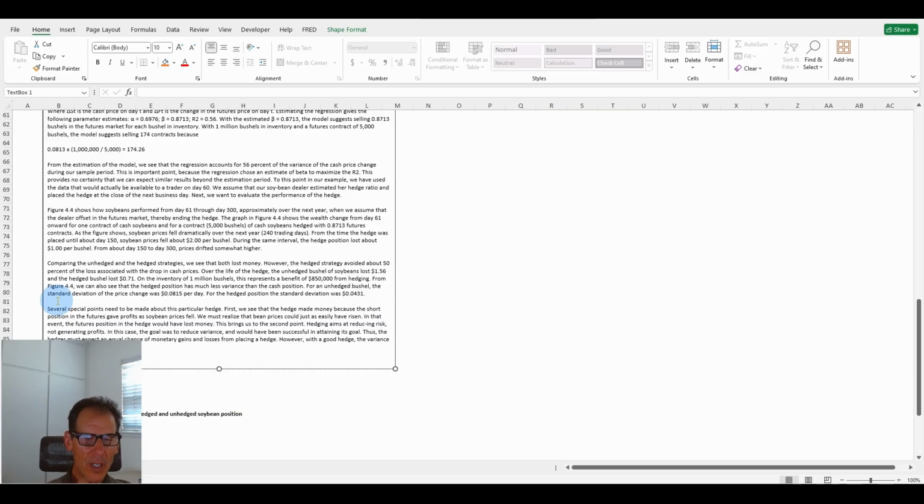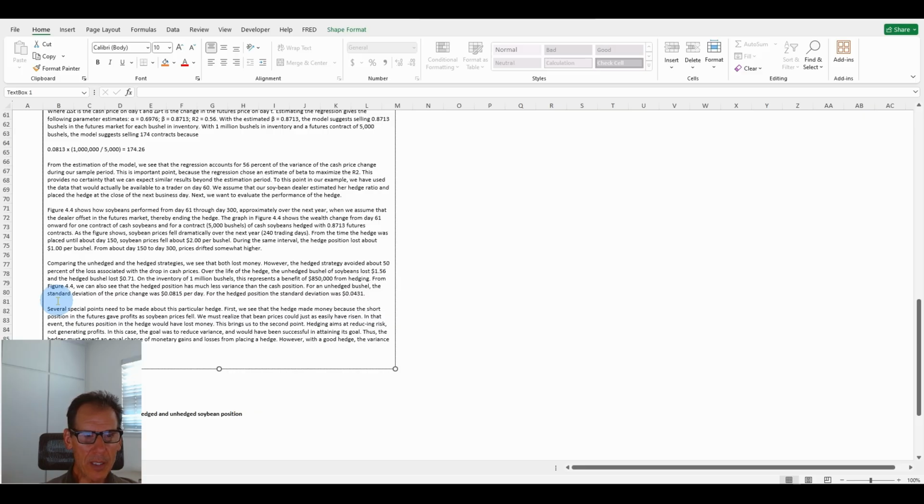From 4.4, we can also see that the hedge position has much less variance than the cash position. For an unhedged bushel, the standard deviation of the price change was 0.085 per day. For the hedge position, the standard deviation was 0.0431.